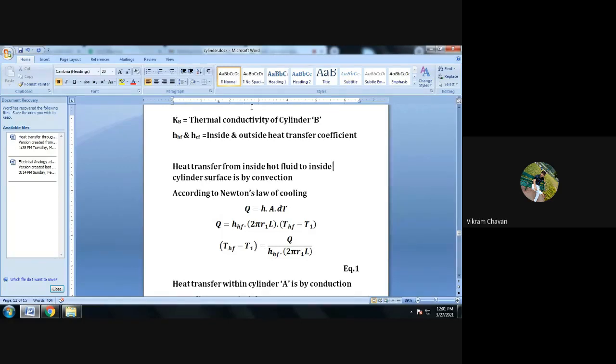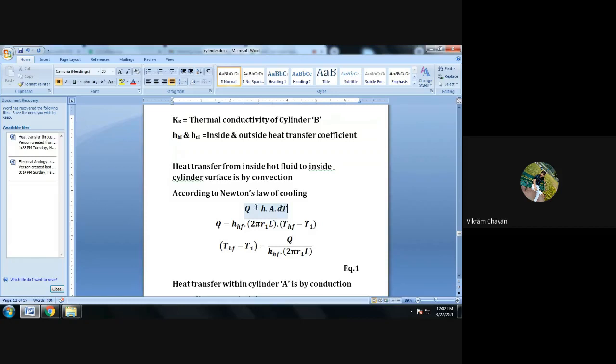Next line, according to Newton's law of cooling. The general Newton's law of cooling is Q is equal to H multiplied by A multiplied by dt, where Q is the heat transfer rate, H is the convective heat transfer coefficient, A is the surface area available for the heat transfer, and dt is the temperature difference between the fluid and surface.